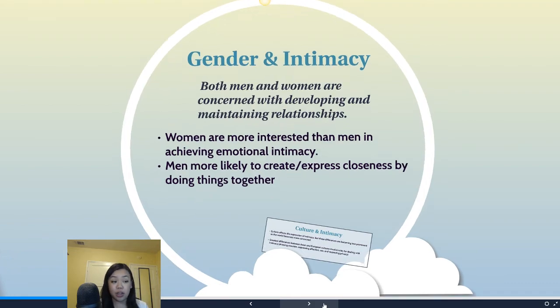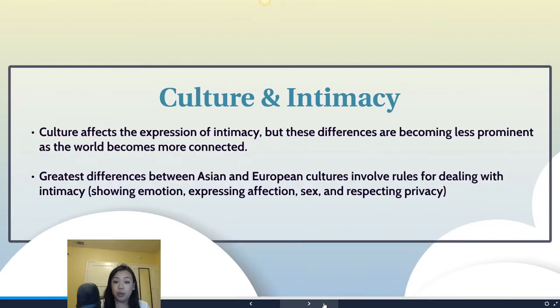In addition to gender, culture is also another factor in how we look at intimacy. Culture definitely affects the expression of intimacy. However, we do see that these differences become less prominent as the world becomes more connected. One key researcher in our field of communication studies, Gudykunst, who also worked with another researcher with the last name of Kim, they both found that when people come from different cultures, one of the biggest factors in their relational closeness is developing an interpersonal relationship.